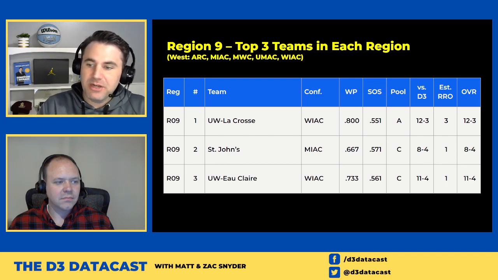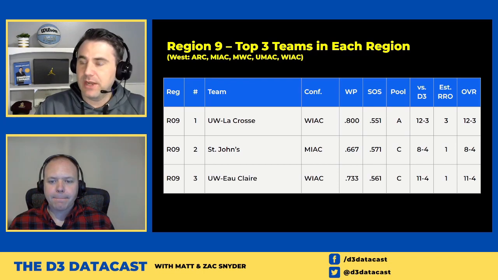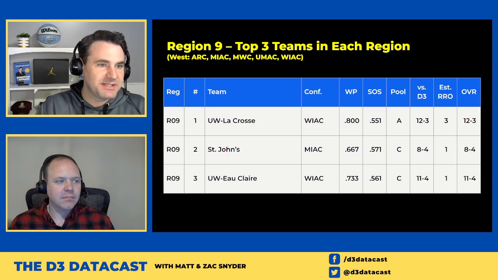And then third here, UW-Eau Claire, .733, .561, one regionally ranked win, and that's over UW-Oshkosh. I think ordinarily I would have put Eau Claire above St. John's, but the head-to-head win for St. John's is going to keep them above right here. But the reason I say this region is a mess is outside of La Crosse, there's not a lot of regionally ranked wins, except for the team with maybe the most impressive ones, St. Mary's, Minnesota, who's beaten a bunch of these teams.